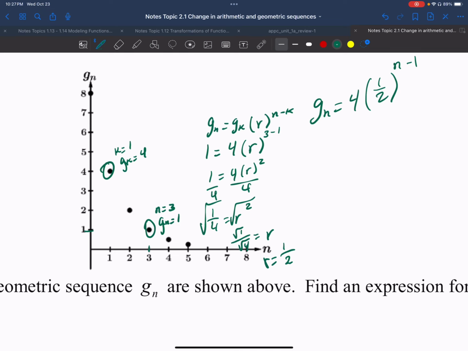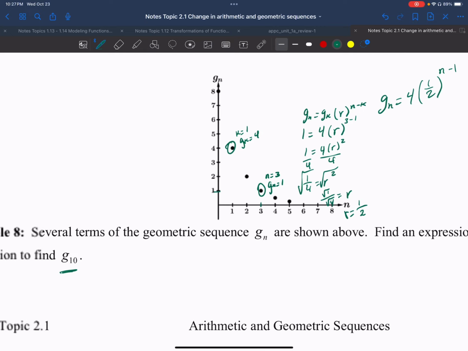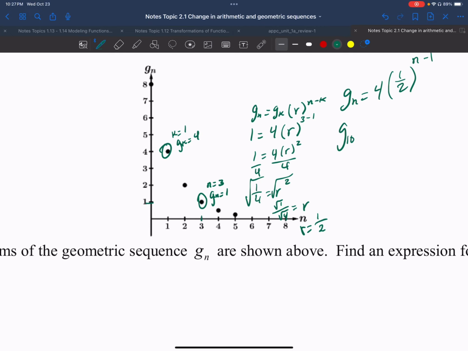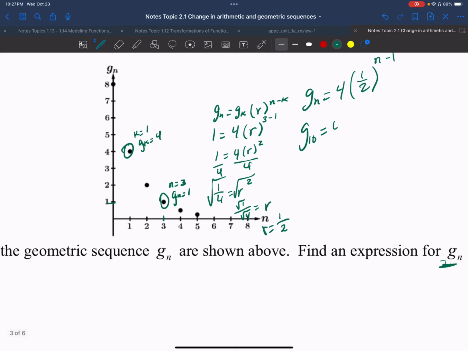After that, what I'm going to do is plug in g of 10. So g of 10 is equal to 4 times 1/2 to the power of 10 minus 1, which is 9. After that, g of 10 is 4 times 1 to the 9th over 2 to the 9th. Don't forget, when you are taking a fraction to a power, you have to apply that power to both the numerator and the denominator. So in this case, that's what I did. I put 1 to the 9th and 2 to the 9th.